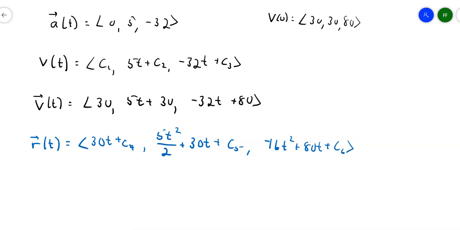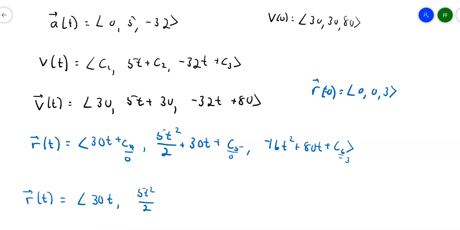plus a constant. Now, remember before I switched slides, we had said that the initial position over here was 0, 0, 3. So it's 3 feet above home plate. The first two are just going to produce constants of integration of 0, right? If I put in zeros here, that gives me a 0. But this doesn't. This actually pops out a 3 in that third spot. So I end up with the vector valued function being 30t, 5t squared over 2 plus 30t, and then this last one comes out to be negative 16t squared plus 80t plus 3.